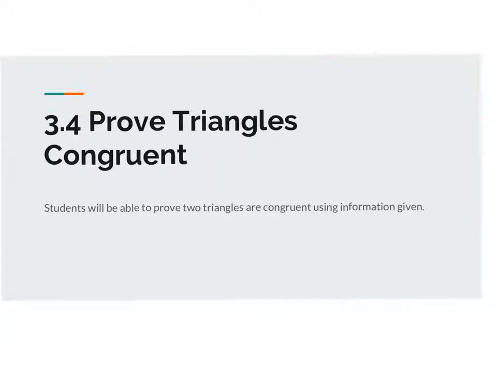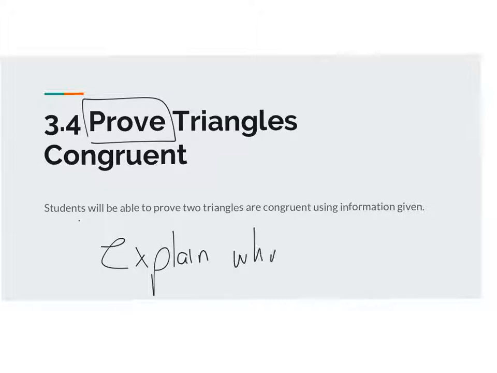Ladies and gentlemen, welcome to the beginning of 3-4. We are looking at starting to prove that triangles are congruent. So we have to come up with a proof. The most simple way that I do it is with a two-column proof. So basically, you need to explain why things are congruent.